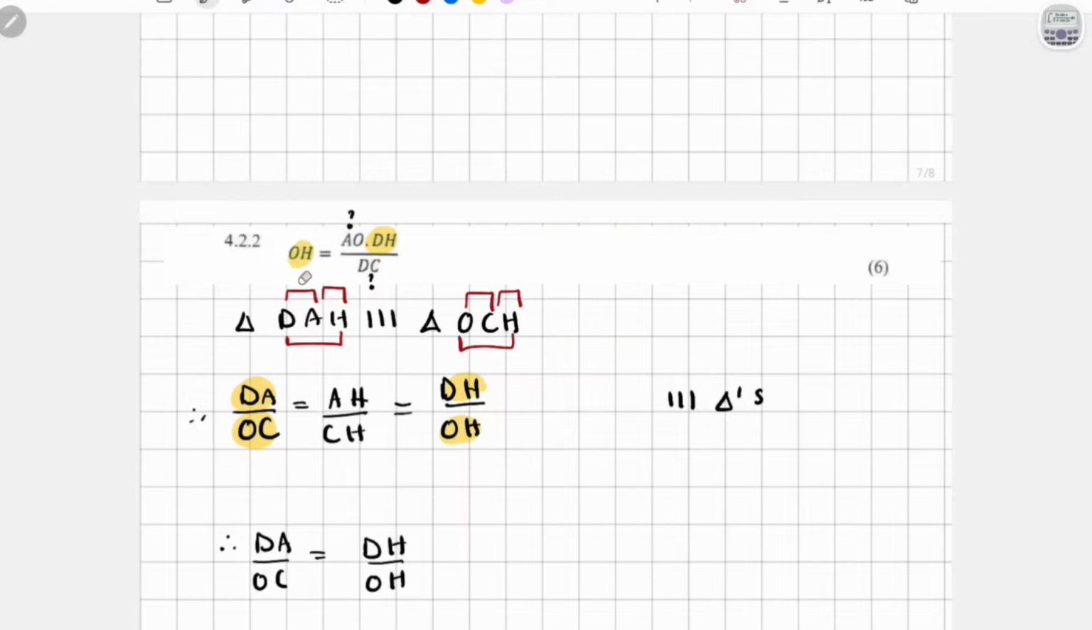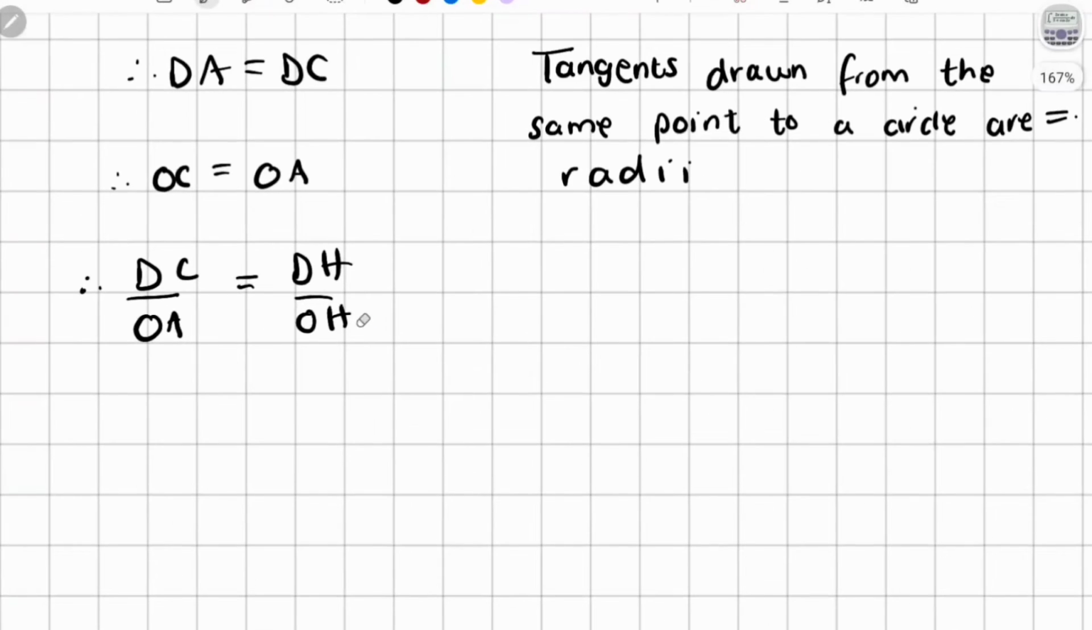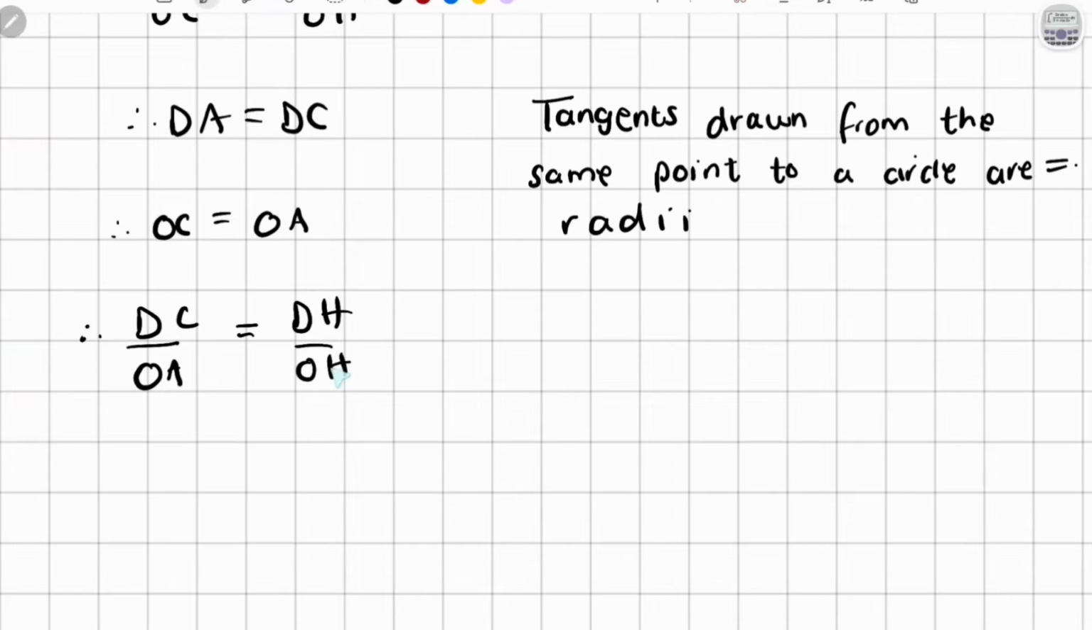So I see that first of all, OH is on its own. That's what I have to think about. How do I, in this, get OH to be on its own? Well, OH is on the denominator right now. So the first thing I would do is just cross multiply so that I can get everything to just be spread out. So I'll cross multiply. DC times OH is equal to OA times DH.